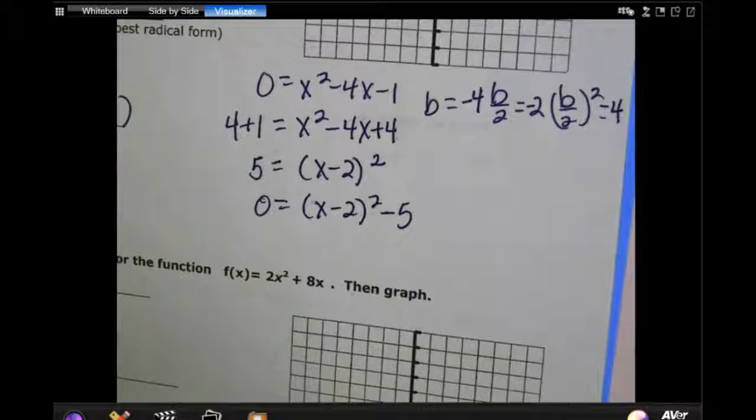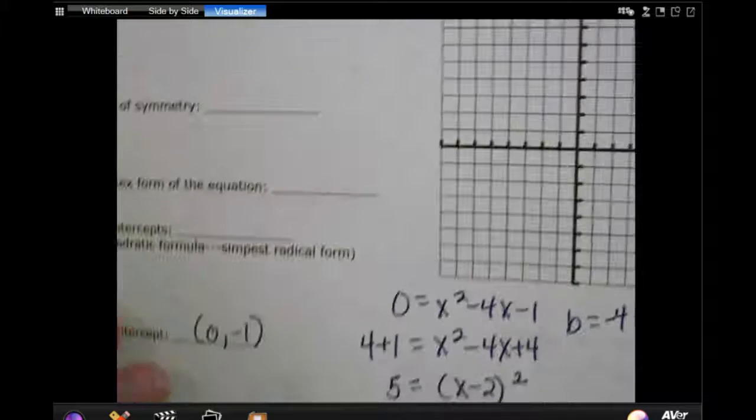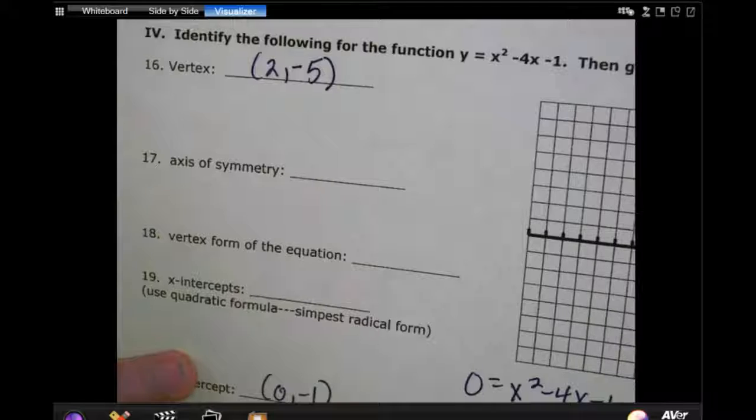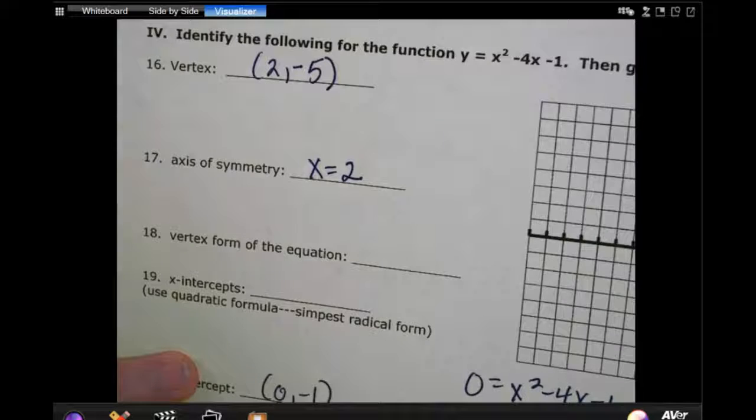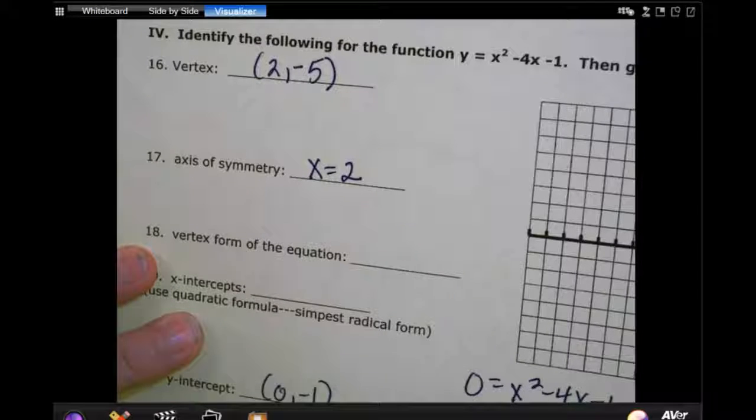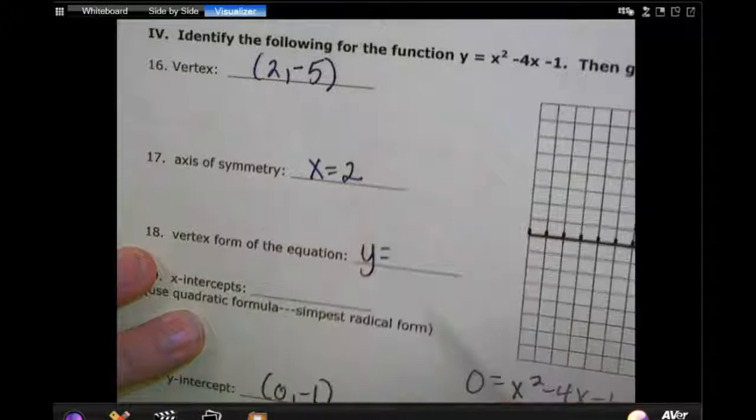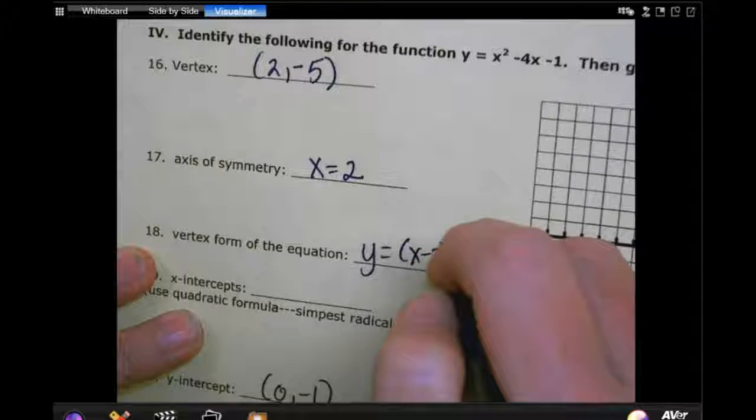So from there, what is my vertex? 2, negative 5? Negative. Because when you move the 5 to the other side, it's negative. So our axis of symmetry is what? It's always x equals, and it's whatever your x equals value is. So the axis of symmetry is always going to be the first point of the vertex? Yes. And the vertex form of the equation, we already did this. This is y equals x minus 2 squared minus 5.